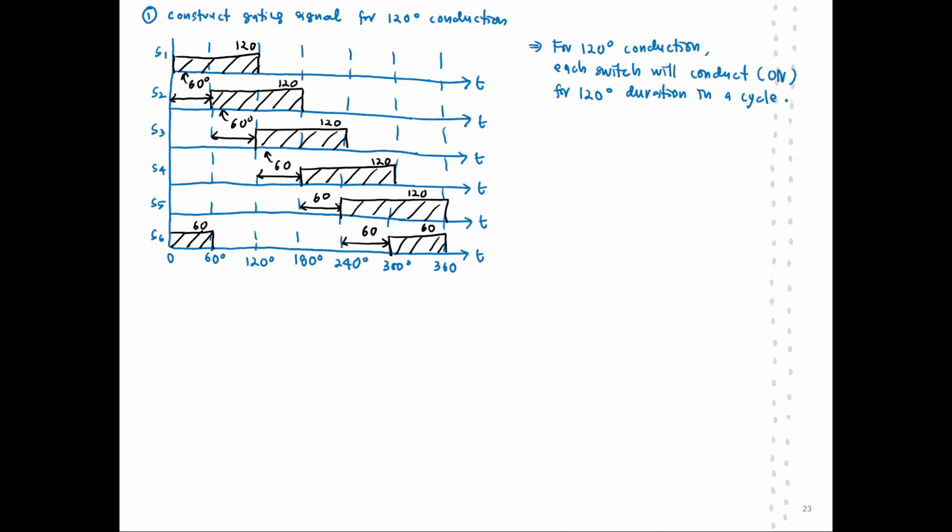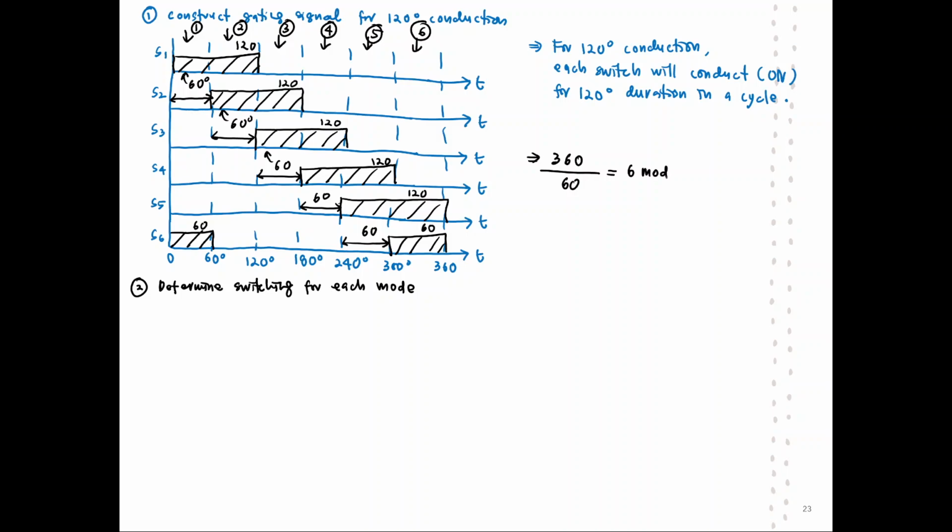Next step is that you need to determine the switching for each mode. Basically how to do this is by looking vertically at each of these modes over here. Basically we will have 6 modes: mode number 1, 2, 3, 4, 5. If you are wondering why we have 6 modes, in one cycle we have 360 degrees and the switching action will take place every 60 degrees. Divide by 60 degrees, so you have 6 modes of operation.